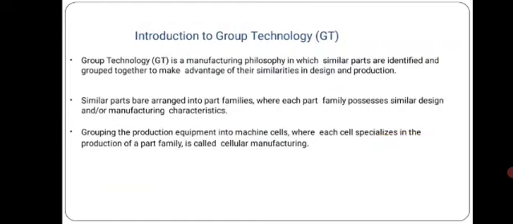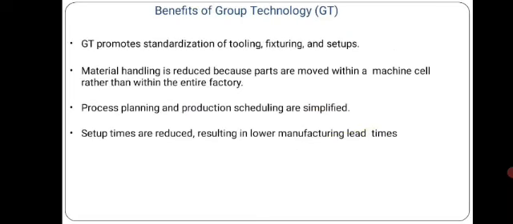Then next, introduction to group technology. Group technology is a manufacturing philosophy in which similar parts are identified and grouped together to take advantage of their similarities in design and production. Similar parts are arranged into part families, where each part family possesses similar design and/or manufacturing characteristics. Grouping the production equipment into machine cells, where each cell specializes in the production of a part family, is called cellular manufacturing. So, benefits of group technology.